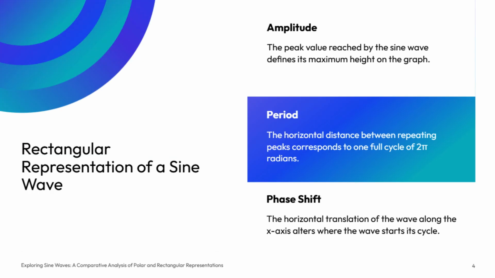In rectangular representation, a sine wave is plotted as amplitude versus time or angle. The amplitude represents the peak value reached by the wave. The period is the horizontal distance between repeating peaks and corresponds to one full cycle of 2 pi radians. The phase shift represents the horizontal translation of the waveform along the x-axis. This form makes it easy to visualize how the signal changes over time.